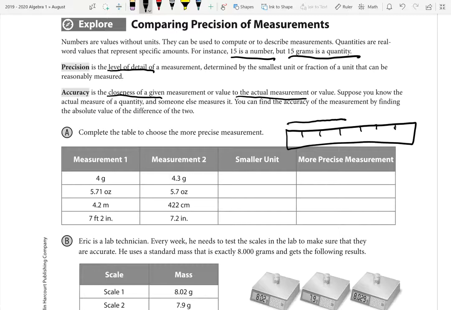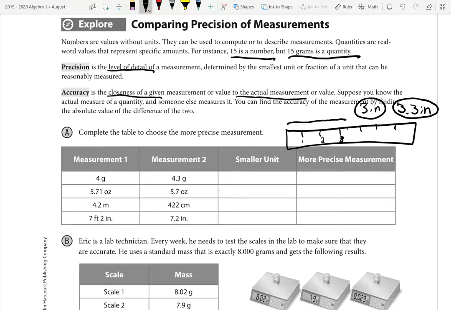So here's what precision is. One person might say that stick is about 3 inches long. And then another person will say, you know what? Well, it's a little bit past 3 inches. It's really more like 3.3 inches, right? The 3.3 inches is more precise because it's going down to that extra measurement.